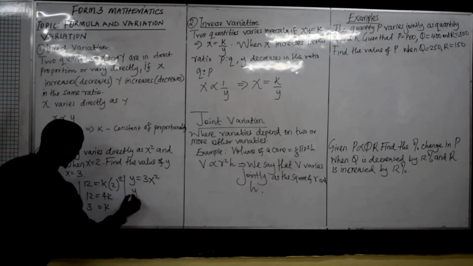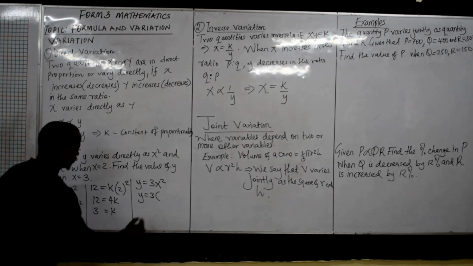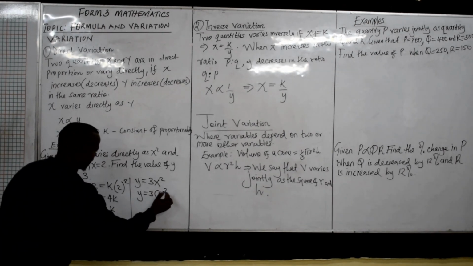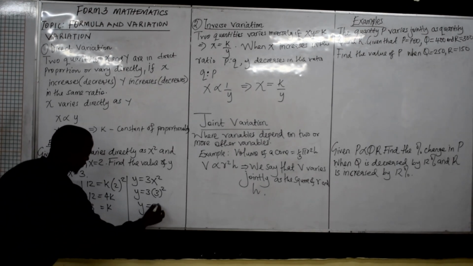So we take y is equal to 3 for k, then we substitute our x value as 3, and it is squared. So y will be equal to 27.